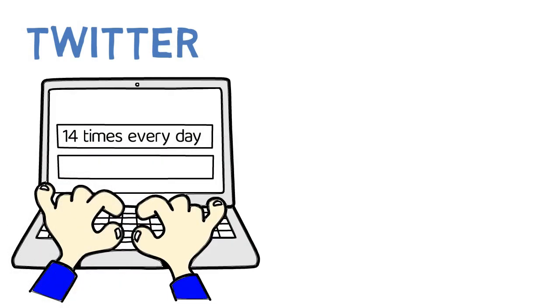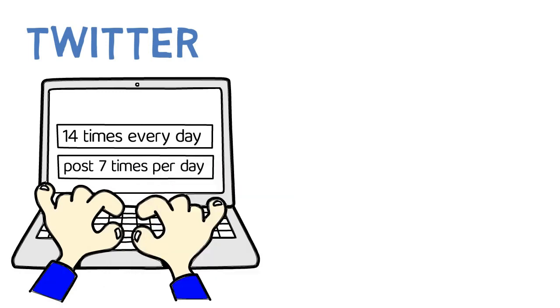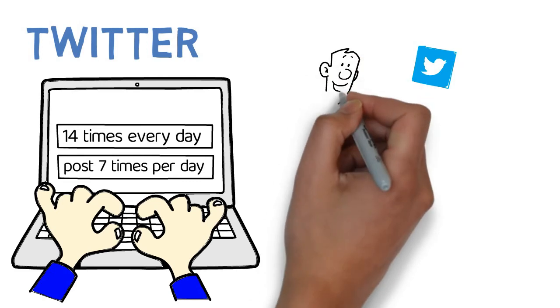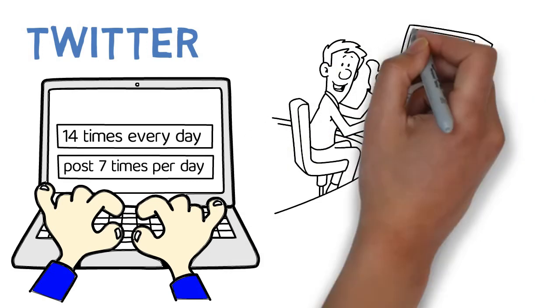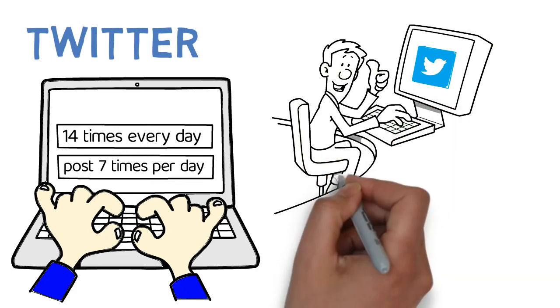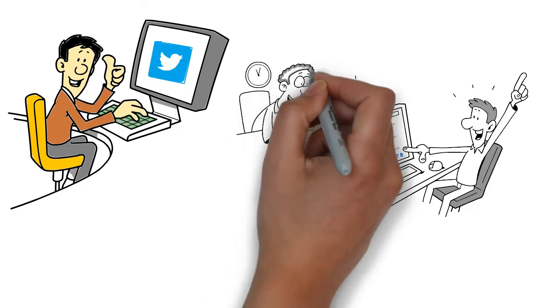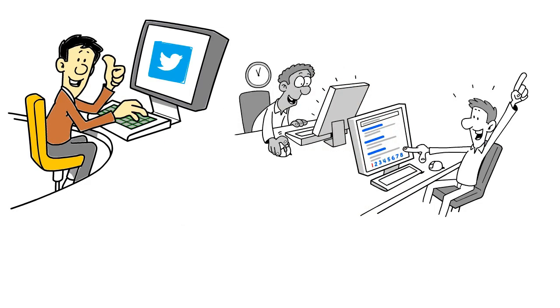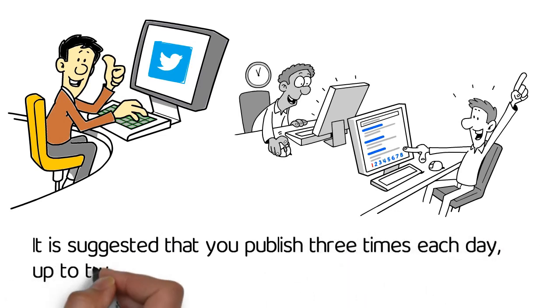Twitter. On weekdays, post 14 times every day, and on weekends, post 7 times per day. Twitter is where posts zip by quickly. Because your posts appear in chronological order, your followers won't be able to see everything you've posted unless they go directly to your page. This is beneficial because you'll be less likely to annoy your followers and you won't come off as spammy. It is suggested that you publish 3 times each day, up to 20 times each day.